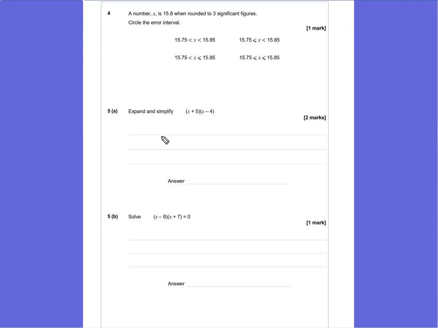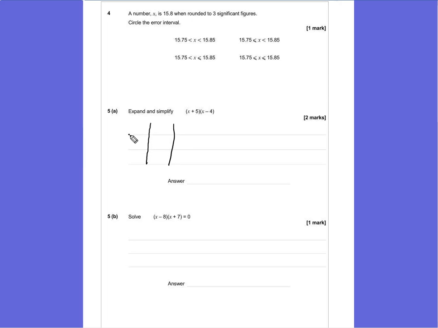Question 5a. Expand and simplify the brackets x plus 5 multiplied by x subtract 4. There are lots of different ways of expanding brackets, and depending on how you were taught will depend on what method you use. The same answer should come out at the end. I personally prefer to use a grid method for multiplying values like this in what looks to be a noughts and crosses style grid.